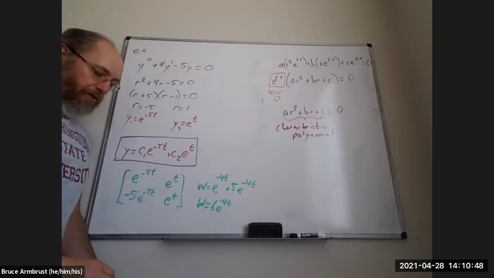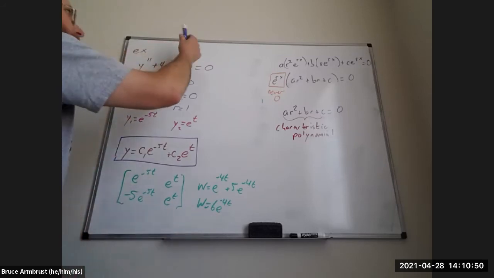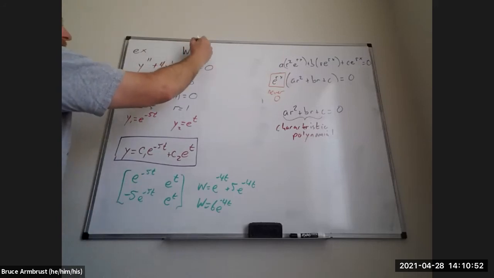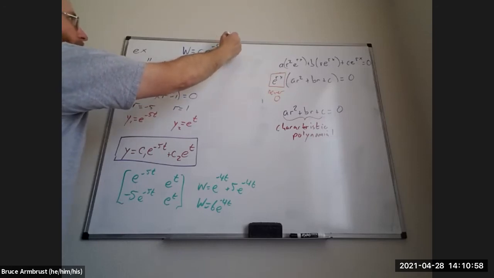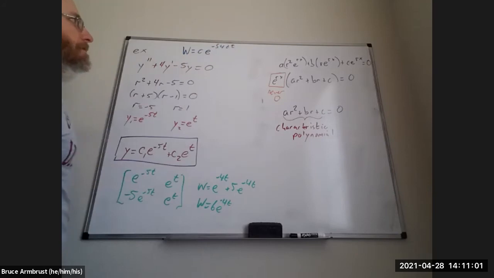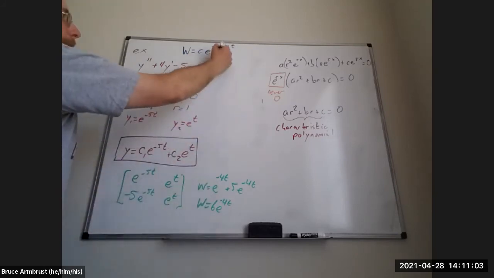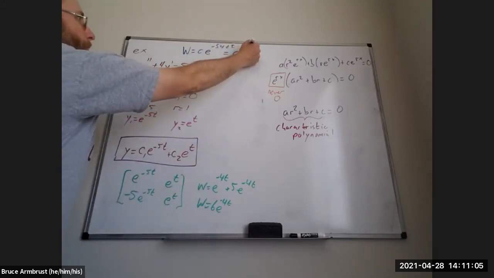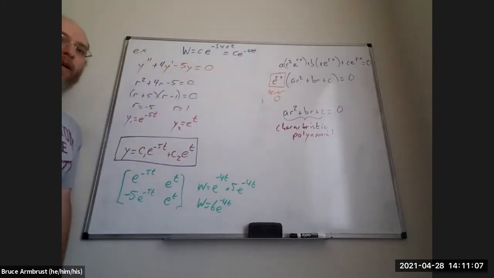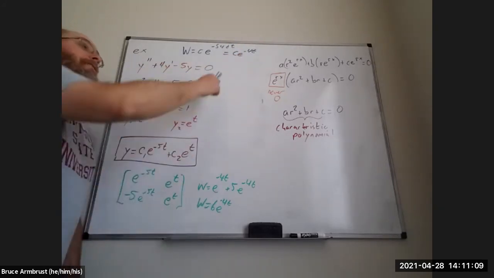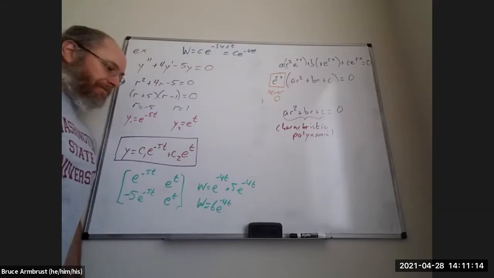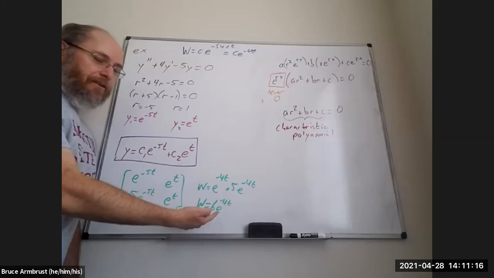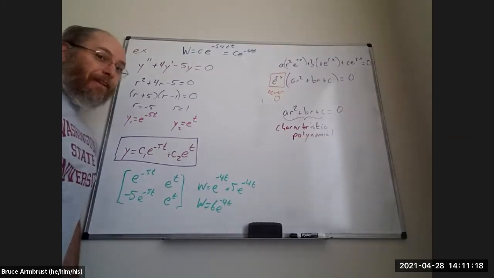And in fact, if we'd used Abel's theorem, remember what Abel's theorem says is that the Wronskian is some multiple of e to the negative integral of p. We knew going in from Abel's theorem that we had to have a Wronskian of e to the minus 4t. Look, it worked.